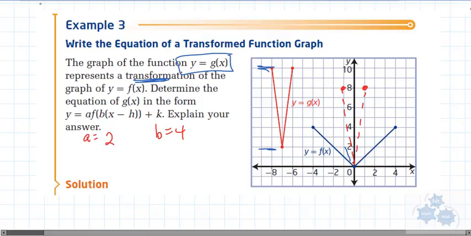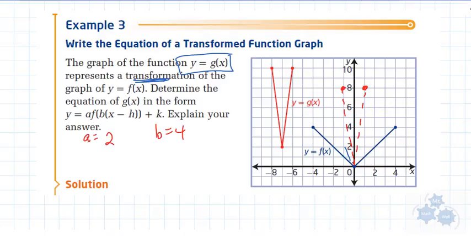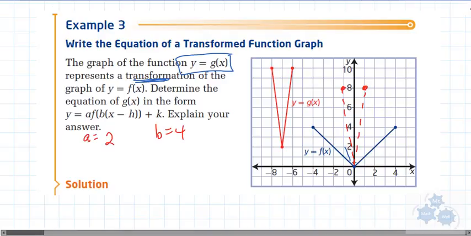Everyone with me so far? Is that making sense? Okay, so we're building our equation here. Now what's left? H and K. And we did mention that there looked to be a horizontal shift and a vertical shift. So now, again, if you do your stretches first, then you can just take a point on the original graph, or the one that we have dotted here, and the corresponding point on the transformed graph, and then you can just simply count.